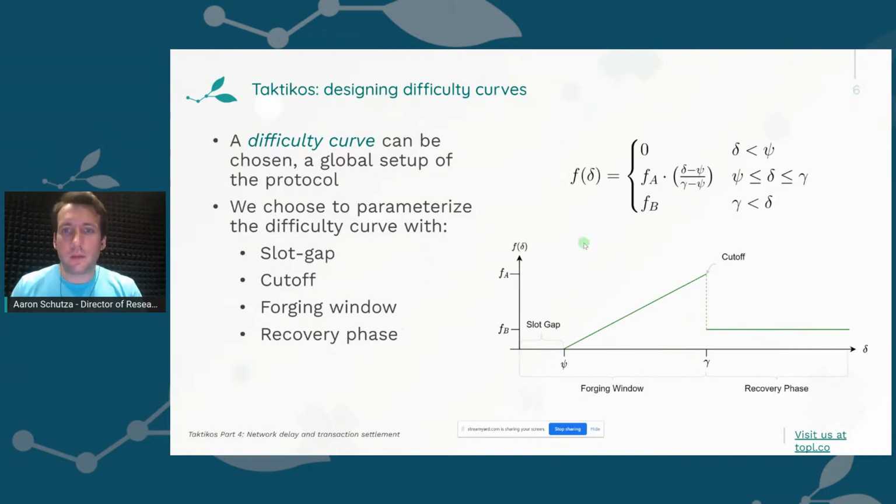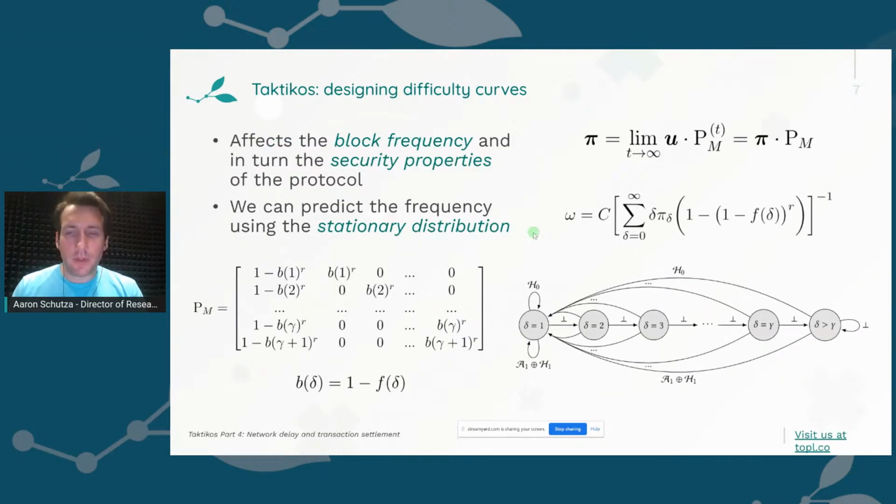So we have been exploring this for the numerical model, and we've come up with a Markov chain representation. So we can design our difficulty curve, predict the block frequency, and then in turn predict the security properties of the protocol. So with this model of Markov chain representation, the discrete slot interval states are represented on an axis here, and then the state transitions are represented by the arrows.